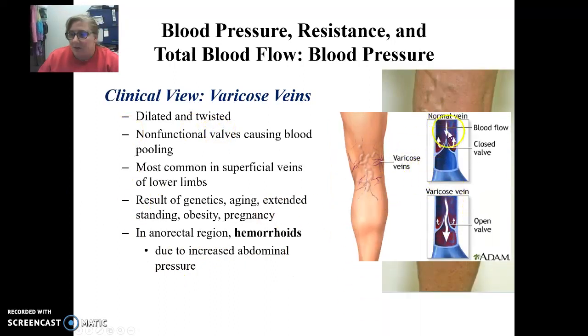So here's normal valves. Blood flows upwards, and then when the muscles relax, the blood flows back down, but the valves are closed, so blood can't go back down through the veins. With the varicose veins, the valves don't close all the way.